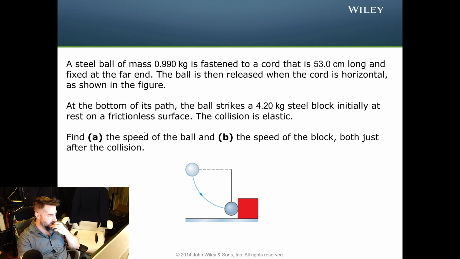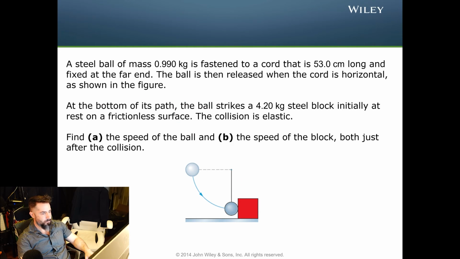This is a problem. You have a steel ball with some mass. It's fastened to a cord that is 53 centimeters long, like so, and fixed at the far end. So basically, it's a bead on a wire type of thing, meaning that it's attached to both points. It must slide down that path exactly. It can't move outside of that. It's attached, however, and basically, it's going to collide with this block.